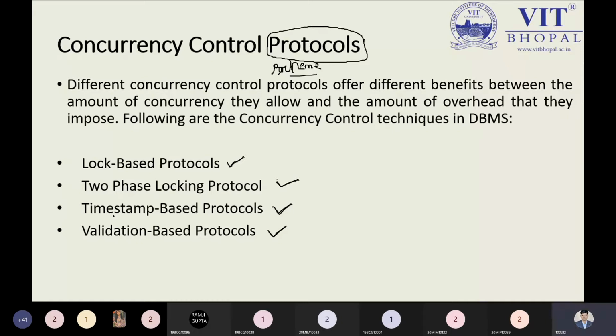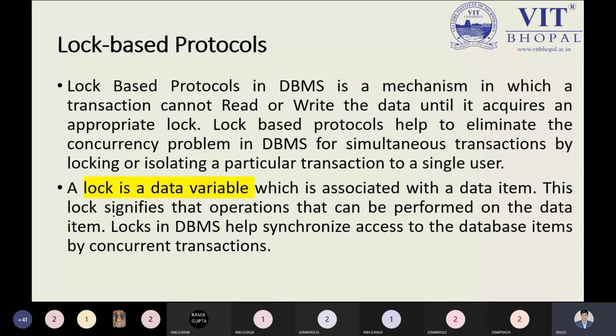Log-based protocol. Before starting it, if you have any problem or any doubt about what we have discussed so far, please ask me right now. Just tell me any problem you have. No, sir. Okay. So in a simple and concise way, we are looking at all these concepts.